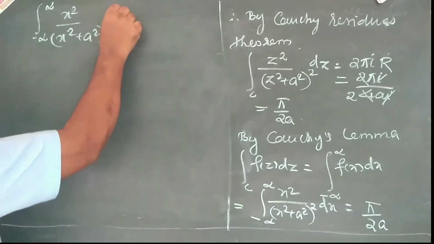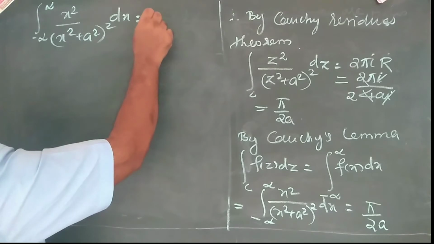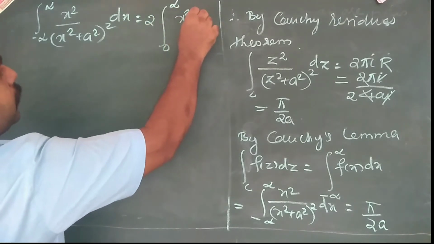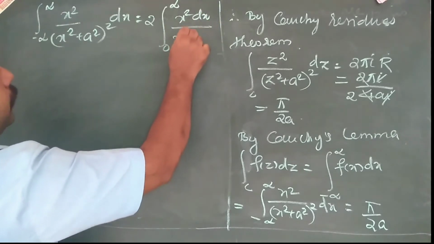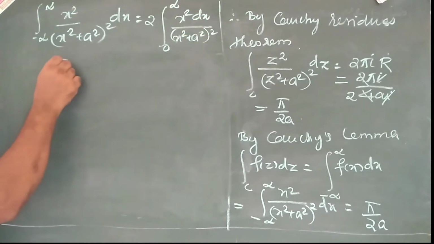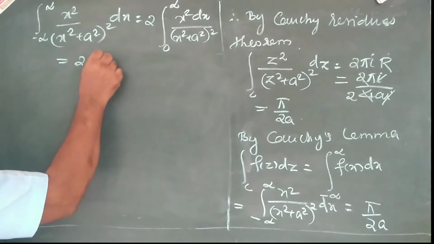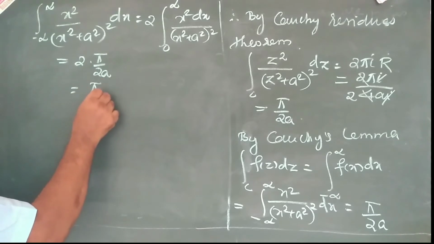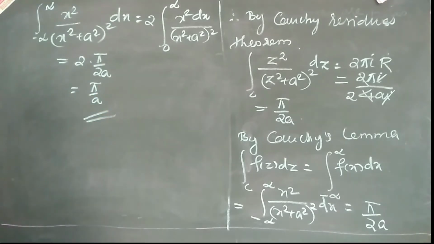Integral from minus infinity to infinity of x square by x square plus a square the whole square dx is equal to 2 into integral 0 to infinity x square dx by x square plus a square the whole square. So that is equal to 2 into pi by 2a. So that is equal to pi by a. So this is our required answer.